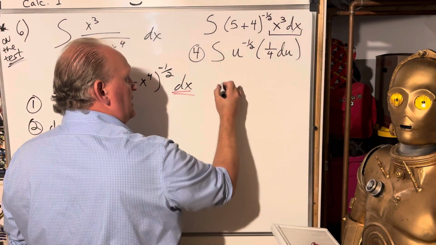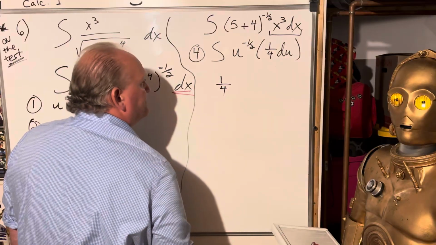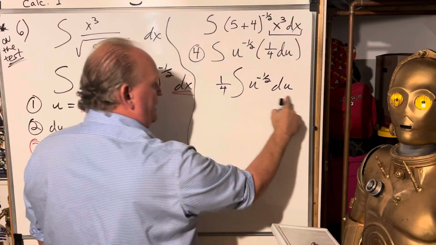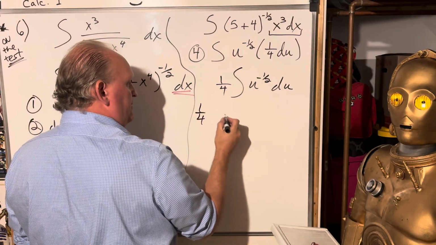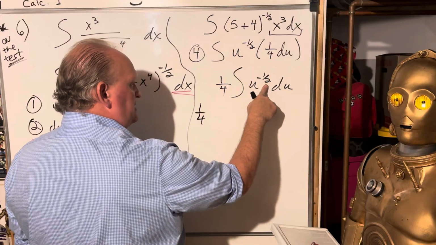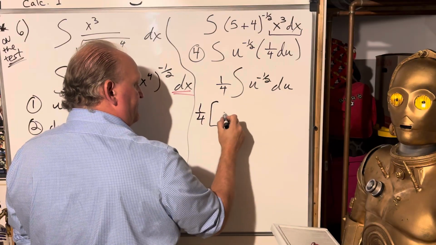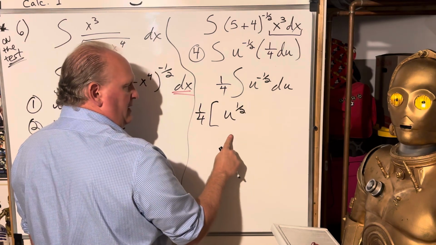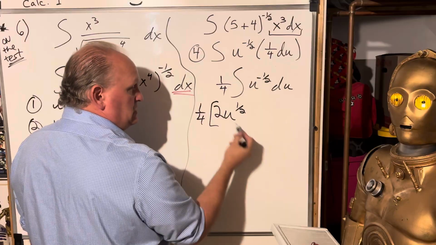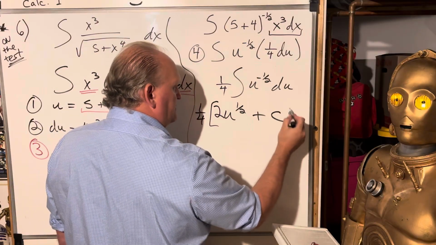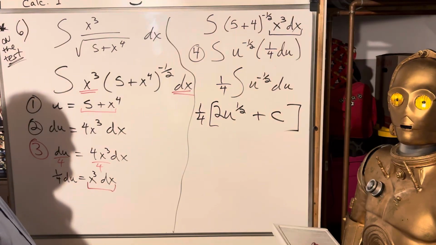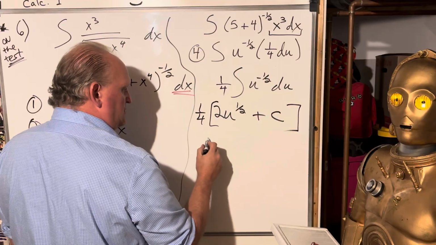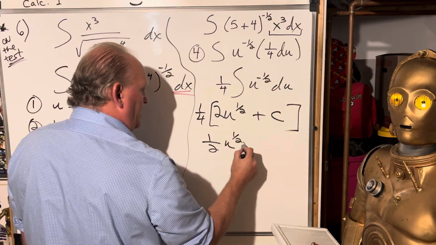Now I can pull that 1/4 out in front. And I have a nice clean integral to do. So 1/4. Add 1 to that, so that's positive 1/2. And then I'm dividing by 1/2, but that actually means multiply with the reciprocal, so there's a 2 there now. And plus c. All right. And now 2 times 1/4 is 2/4 or 1/2. u to the 1/2 plus c.